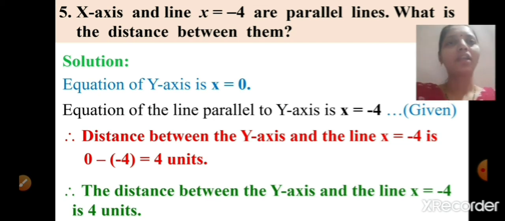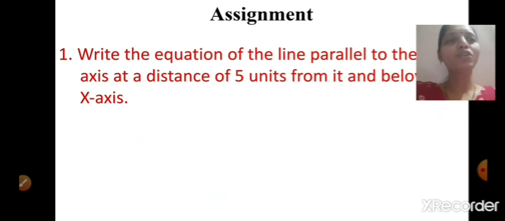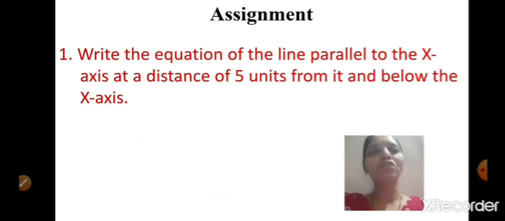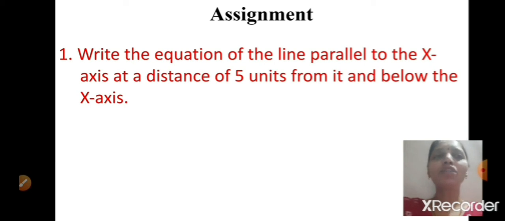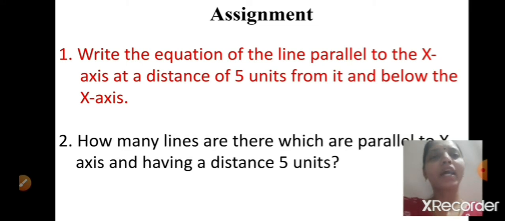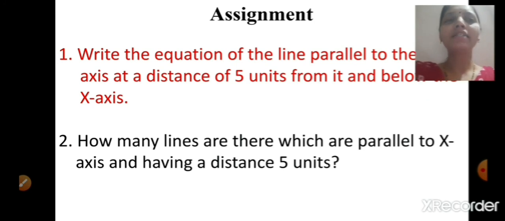So in this session we have solved 5 sums. The remaining sums we will solve in the next session. Now let's move on to the assignment. Here I have given you 2 questions. Write the equation of the line parallel to the x-axis at a distance of 5 units from it and below the x-axis. This question is similar to the second question. You can solve this. And the second question is, how many lines are there which are parallel to the x-axis and at a distance of 5 units? So these 2 questions you have to solve.